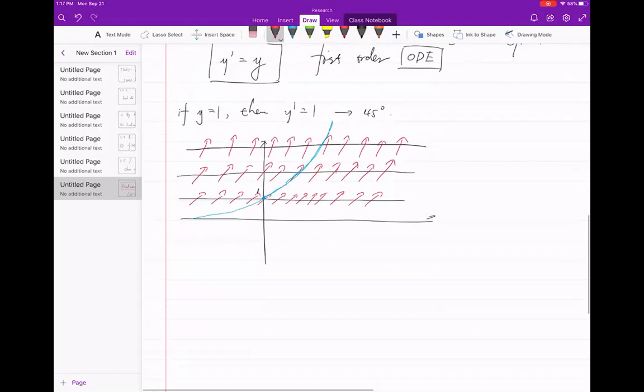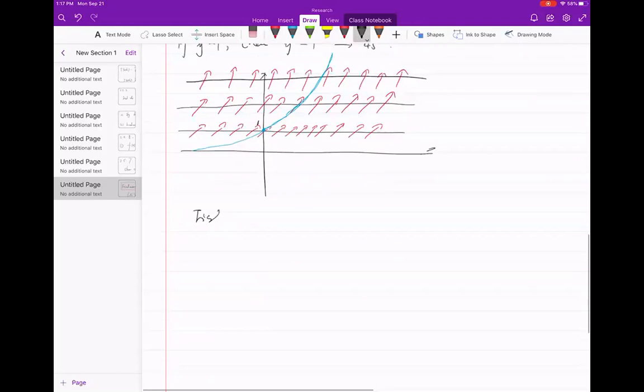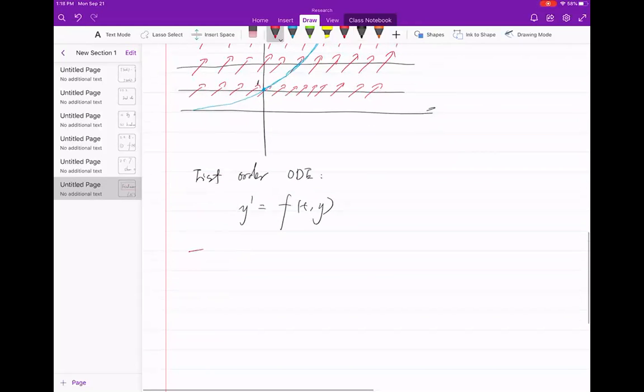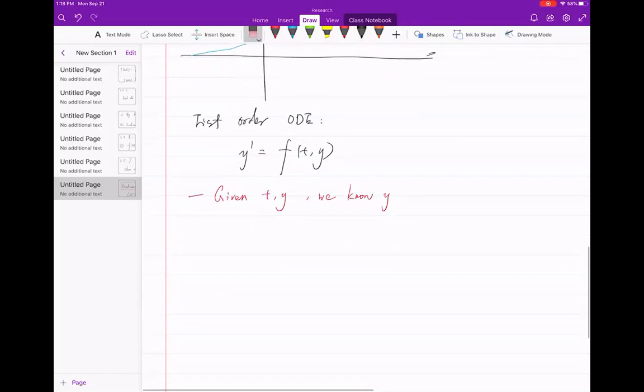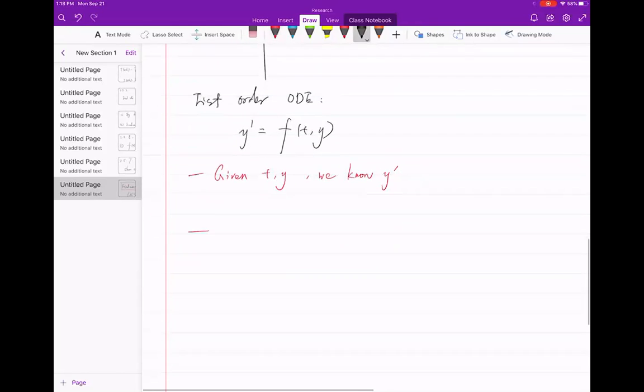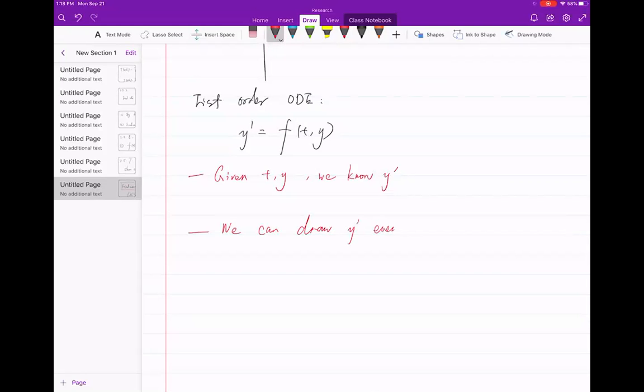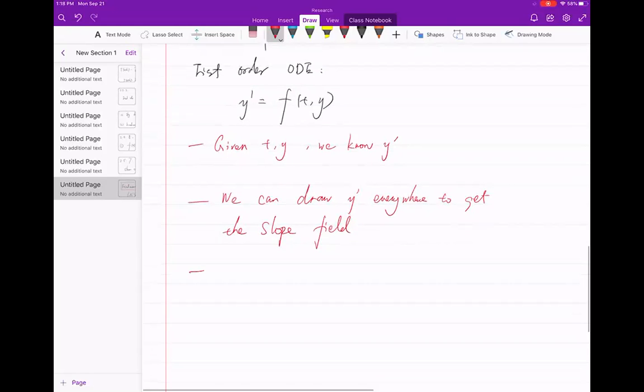Okay, so let me write it down in general. For first order equations, which look like y prime equals a function of t and y, this automatically tells us, given a location, t and y, we know y prime. Y prime is actually a vector with a direction. So what we can do is draw y prime everywhere to get the slope field.